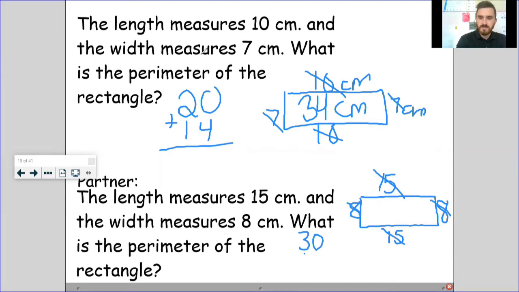8 plus 8 would give me 16. Add those two together, I would have a perimeter of 46 centimeters. Can you use your calculator for this? Yes. Do you need to? Probably not. But it wouldn't be bad to have it there to help you check your answers.